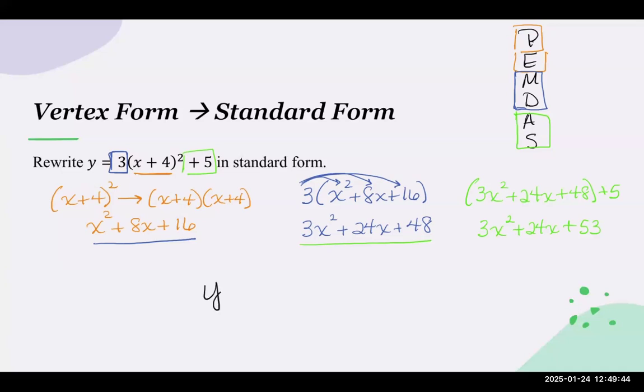So our final answer, now in standard form, and again, equivalent to the vertex form we started with, but now in standard form, it will be 3x squared plus 24x plus 53. The 3 is our A value, the 24 is our B value, and the 53 is our C value.